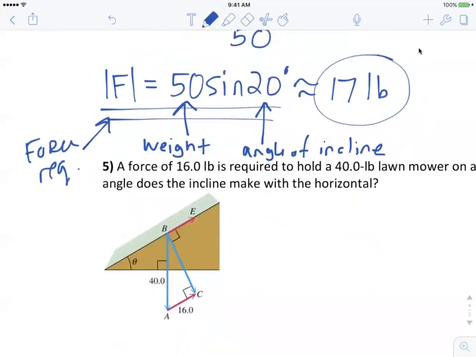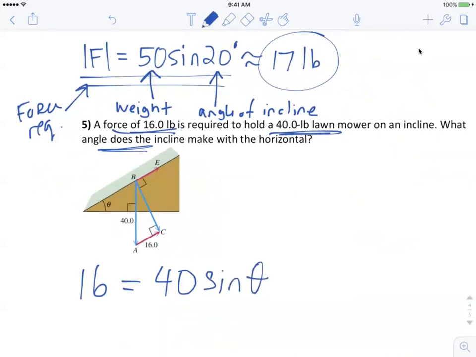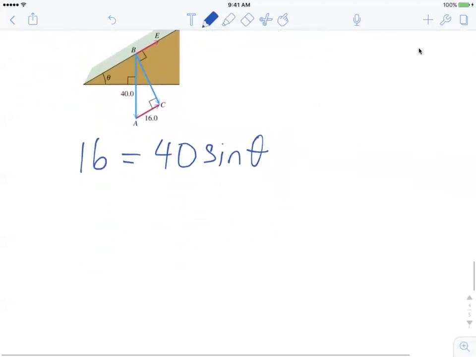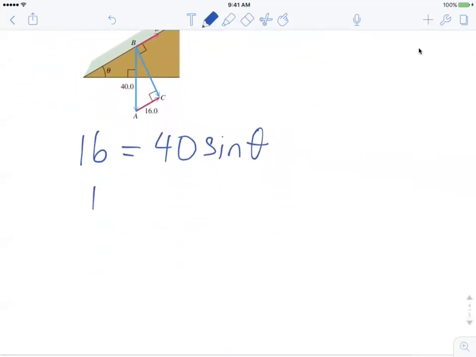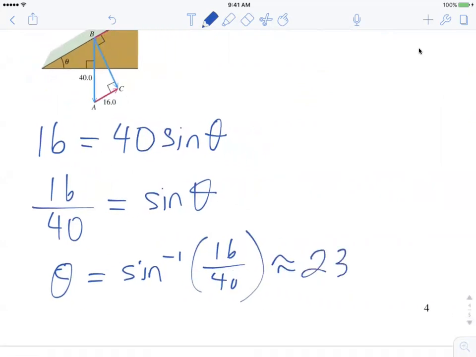That helps in a problem that maybe gives you some different information, right? So here you know the force required and you know the weight, what's the angle? Well, you can use that same structure. The force required is 16, so the magnitude of F is 16. The weight is 40. And the angle is unknown. All right, solving for that, just divide both sides by 40. So 16 over 40 is equal to sine theta. To get theta, you're going to have to do sine inverse of 16 over 40. And that's going to be the final answer. That's 23.6. Okay, and that is it.